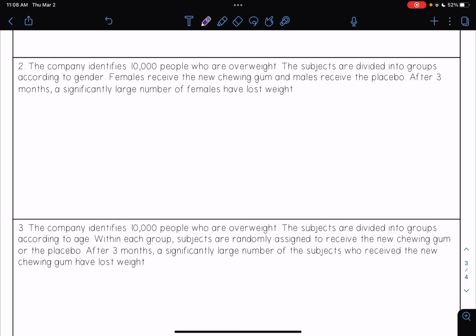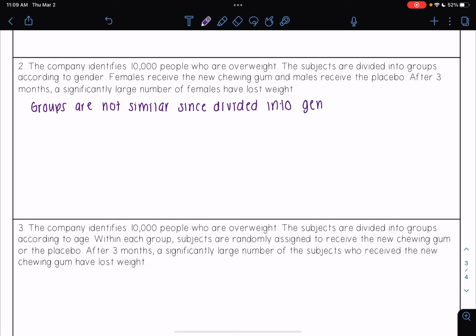But I see that the subjects are divided into groups according to gender, so the groups are not similar. I'm going to say groups are not similar, since divided into gender. Remember, we want our treatment and control group to have identical conditions except for the one variable, in this case, the chewing gum. So it might not be the chewing gum that has the effect, but it may just have more of an effect on women than on men, or more on men than on women. It's not possible to see such an effect with the experiment the way it's designed.